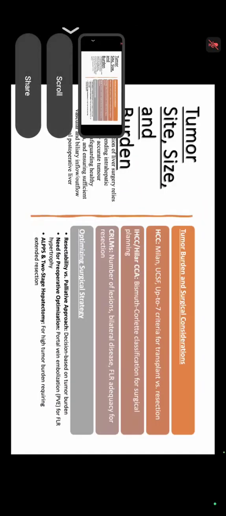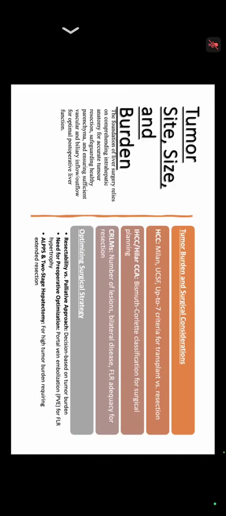So why is it needed? It's to optimize the surgical strategy. By knowing the disease burden, we can decide whether it is resectable or unresectable, whether we should go for a palliative pathway. And also by looking at the liver remnant, we need to see whether we have to optimize our future liver remnant. We have to do portal vein embolization, or if it is high tumor burden, we might have to opt for ALPPS or a two-stage hepatectomy.